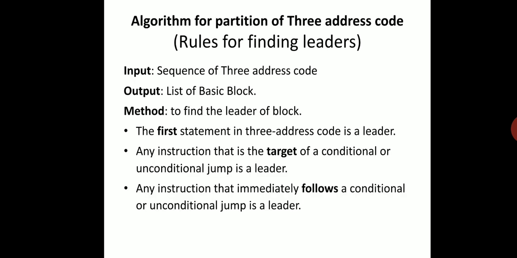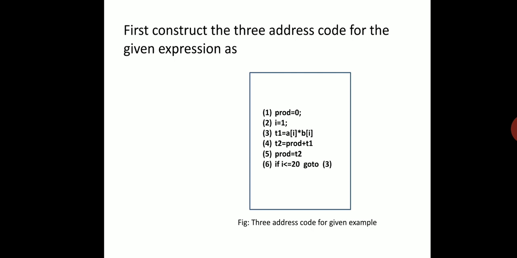Then the next rule states that any instruction that is a target of a conditional or unconditional jump is a leader. Now you can see statement number 6.